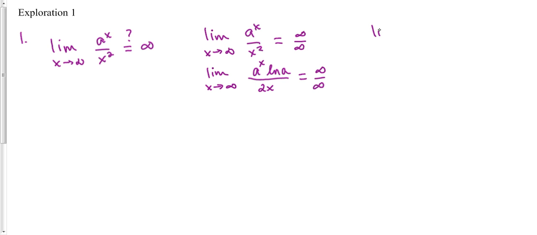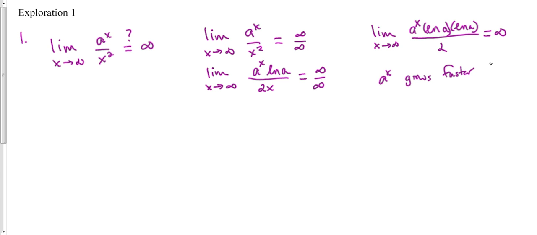So I'm going to do it one more time. I'm going to have my limit as x goes to infinity. And when I take the derivative of the numerator, I'm still going to have a to the x, but I'm going to pick up another factor of the natural log of a. And the derivative of 2x is going to be 2. So now when I substitute in, I'm going to get infinity, which is exactly what I had hoped to get in the first place. And this tells me that a to the x grows faster than x squared.